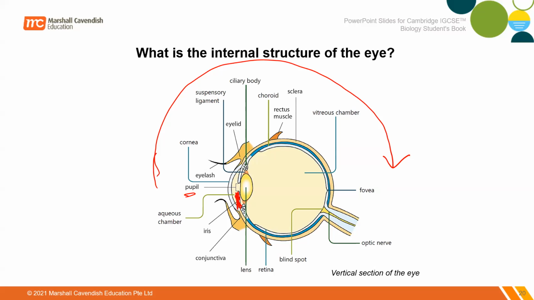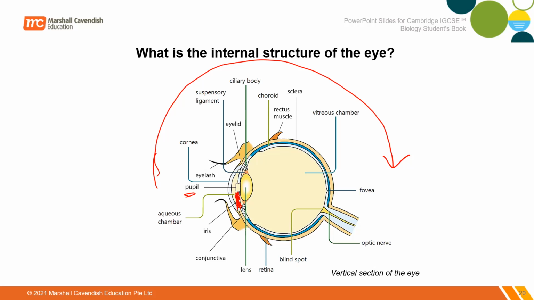Suspensory ligaments, ciliary muscle, or ciliary body. So if you wrote muscle or body, it will be perfect. Choroid and rectus muscles, no need to know them, but I will talk about them later, no problem. Sclera, which is the protective part and the point of attachment for all structures in the eye. Vitreous chamber or vitreous humor, the part that contains transparent liquid in the eye to keep the eye in this spherical shape.